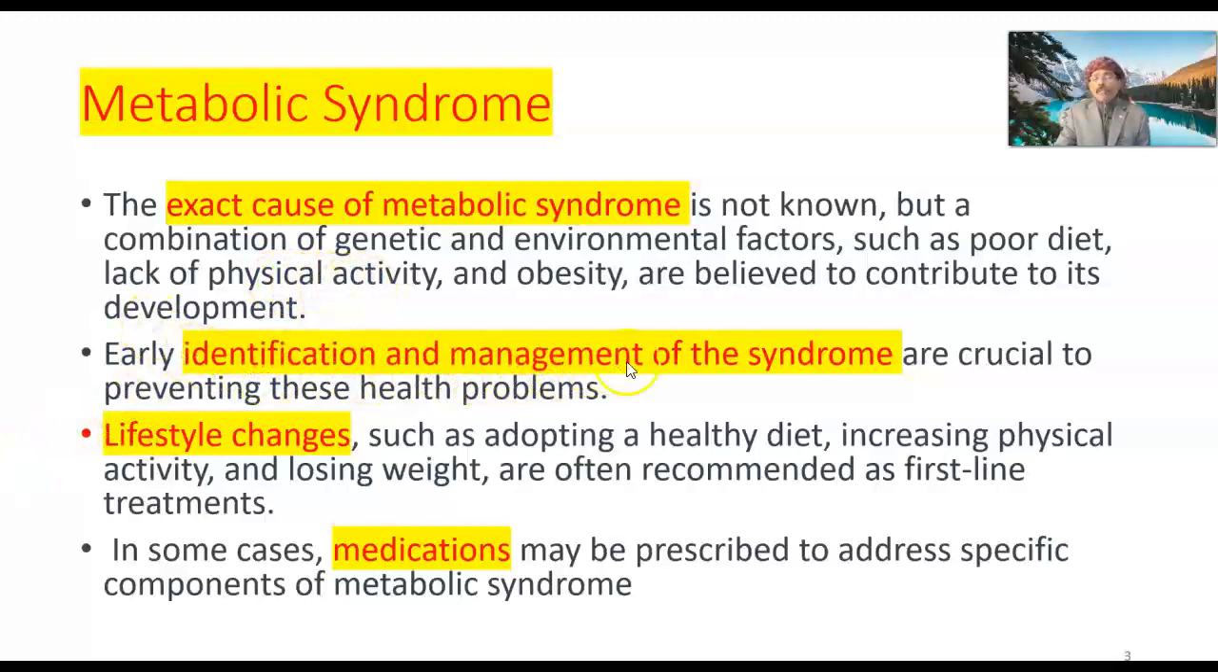Early identification and management of the syndrome are crucial to preventing this health problem. Lifestyle changes such as adopting a healthy diet, so avoiding fast food, eating a lot of vegetables, fresh fruit, increasing physical activity, maybe walking at least 3-4 miles a day, and losing body weight are often recommended as first-line treatment. In some cases, medication may be prescribed to address specific components of metabolic syndrome.